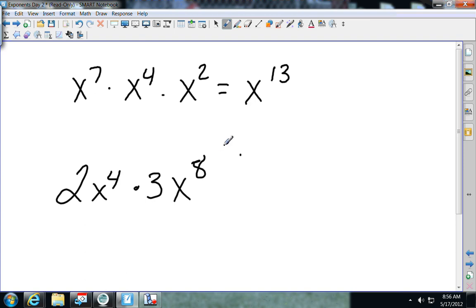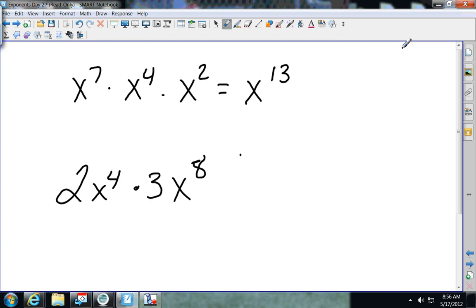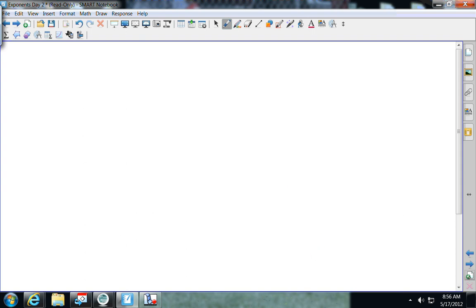Do this problem real quick. On this one, when you're multiplying, you're going to multiply the coefficients just like you normally would. And it would be 2 times 3, which is 6. And what did I just say you did with the exponents? Add them. So it should be x to the 12th. That's our answer. Let's try another one.